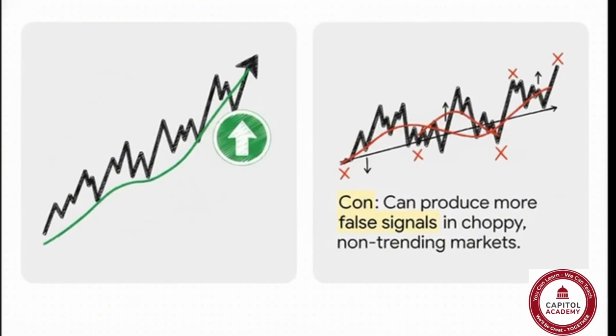But here's the thing about the EMA. It's kind of a double-edged sword. The huge pro is that it reacts fast, which could get you into a new trend much earlier. The con? That same sensitivity means it can get faked out by little blips in a choppy, sideways market, which can lead to a lot more false signals.